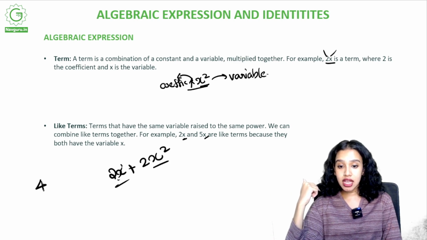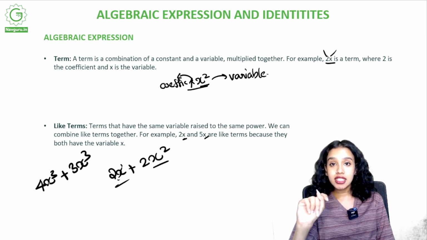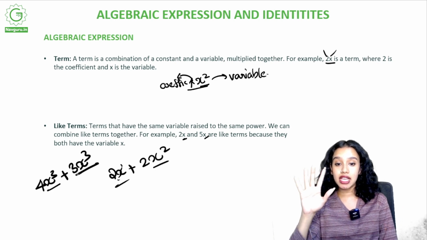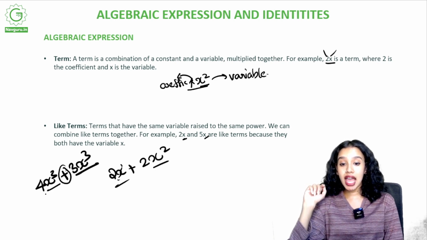Now, if I say that I have 4x cube and 3x raised to 3, are they like terms? Yes, they are like terms. Why? Because both have the variable x raised to 3. Now we could actually add these two terms.